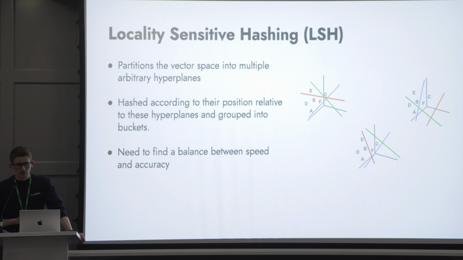You do need to find a balance here between how many hyperplanes you're drawing and how many hash maps you're creating, because you can imagine that if you scale this up and have, I don't know, 1 million hash maps with 1,000 hyperplanes in each, that it won't scale well, it'll be slow, or you won't get accurate results.